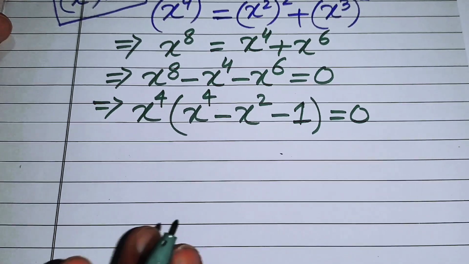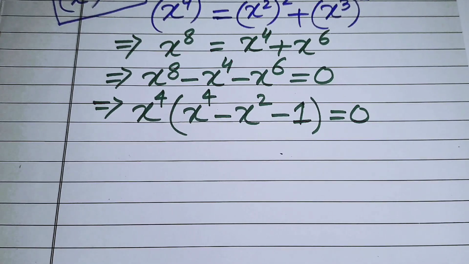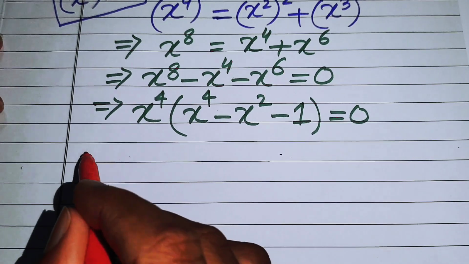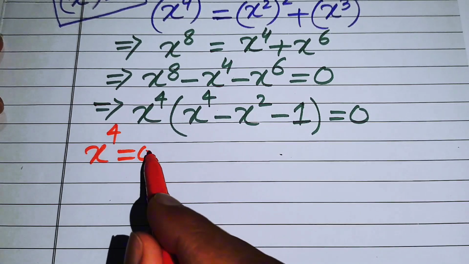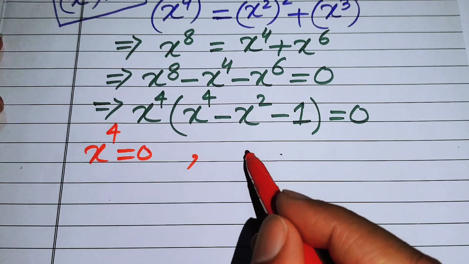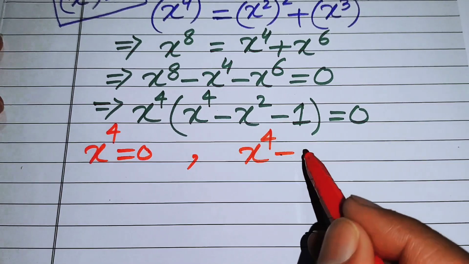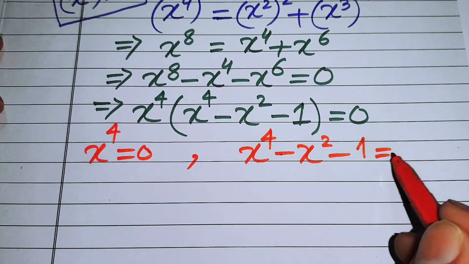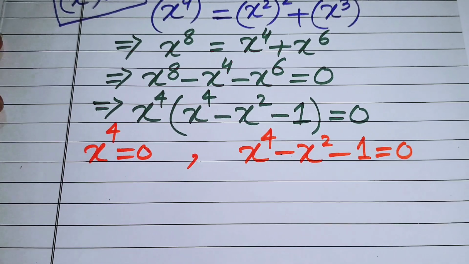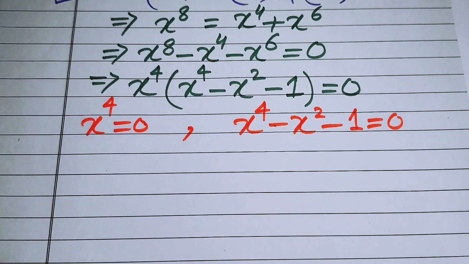So in the next step we have two cases. The first case is we take x to the power of 4 equals 0, and the other case is we take x to the power of 4 minus x squared minus 1 equals 0. So these are the two cases, and now we will solve these two cases and we will find the value of x. So now first I will discuss case number 1.